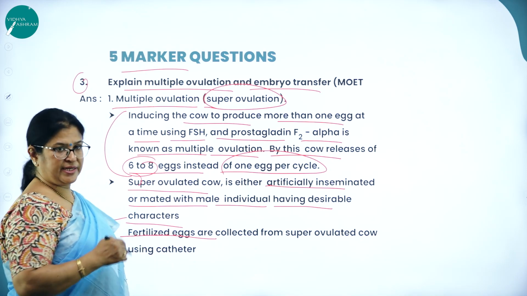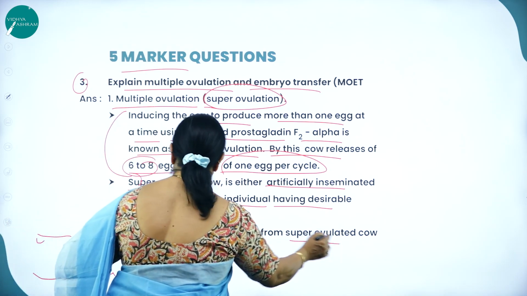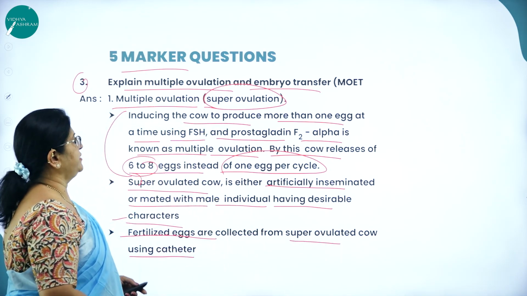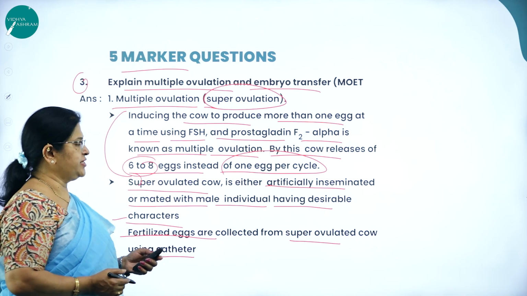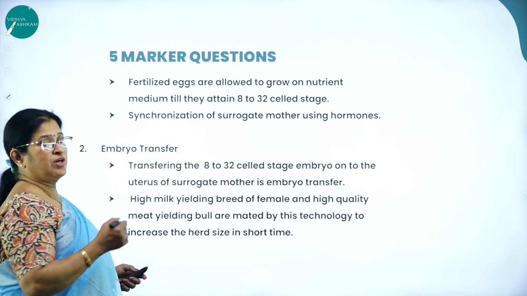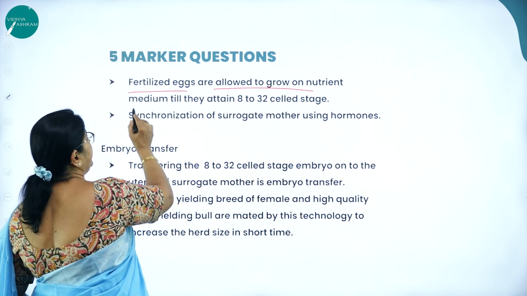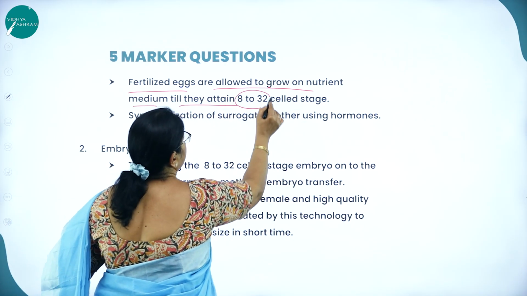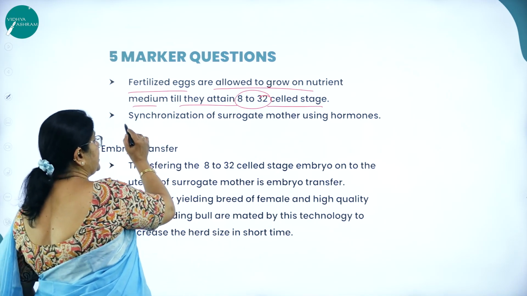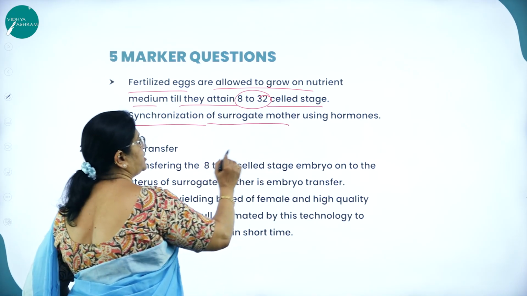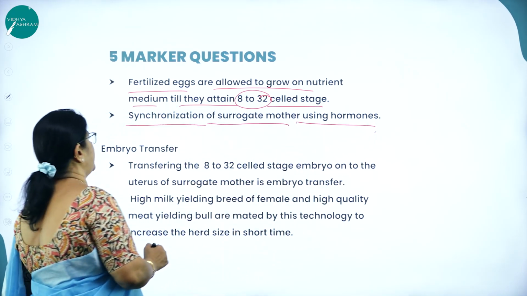Fertilized eggs are collected from the superovulated cow using a catheter. So all these are the different steps. Next, what is the next step? Fertilized eggs are allowed to grow on nutrient medium till they attain the 8 to 32 cell stage. Then synchronization of the surrogate mother using hormones is done.